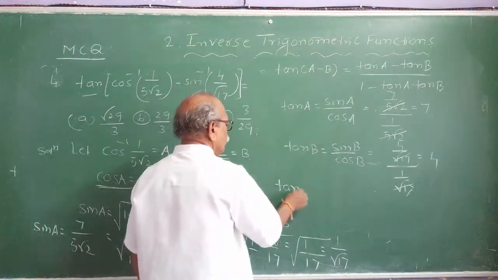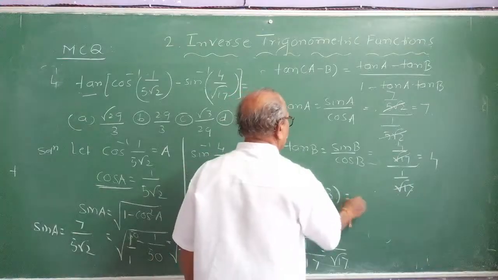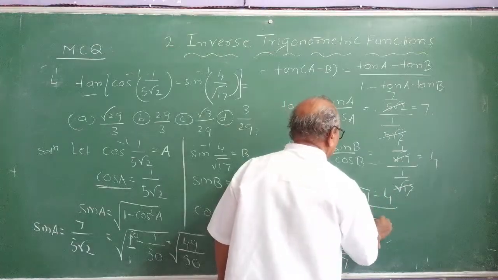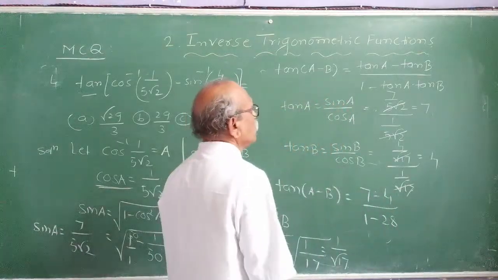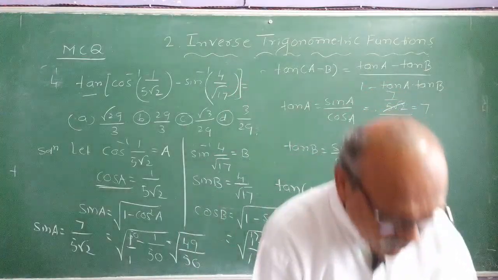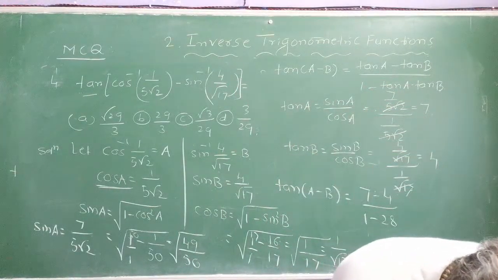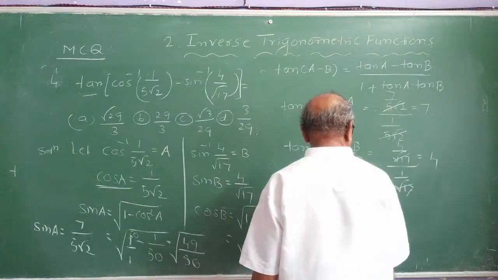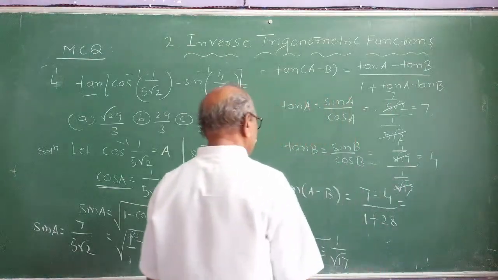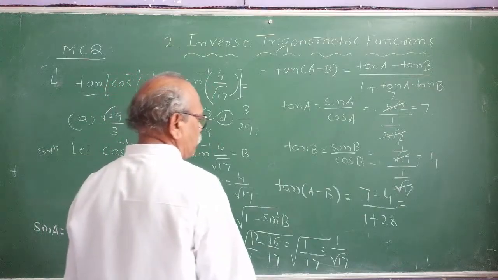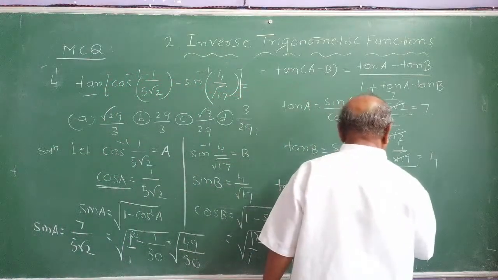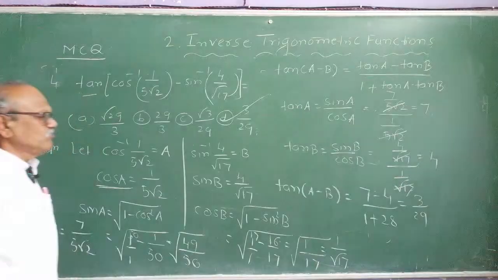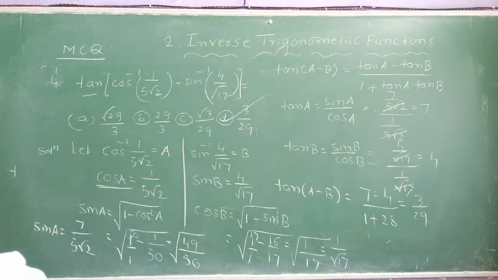Substitute now. Tan A minus B is equal to tan A, which is 7, minus 4, upon 1 minus 28. Sorry, 1 plus 28. 7 minus 4 becomes tan A minus tan B. 7 minus 4 becomes 3 by 29. Correct answer is D. You can ask for doubts. Clarify the doubts.